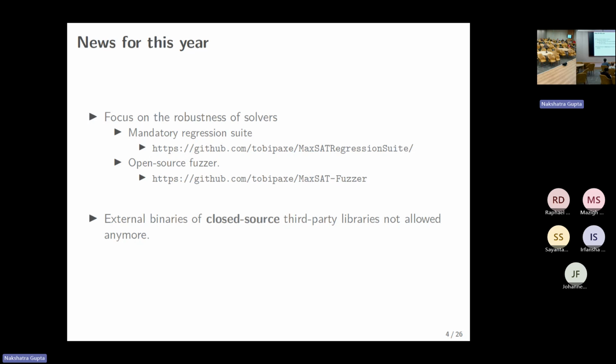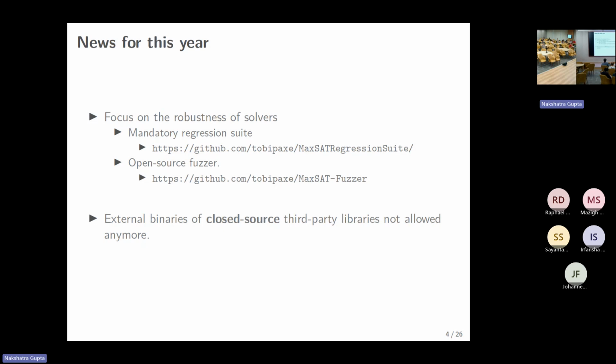This year, we had a special focus on following the discussions from last year. We wanted to focus on the robustness of solvers. And here I want to acknowledge that Tobias did a lot of work here, and it was really nice. We had a regression suite that every solver had to pass in order to be able to participate. And the feedback I've heard of having such a suite has been very positive. We also provided an open source fuzzer, again, thanks to Tobias, which has at least increased the robustness and correctness of my solver.